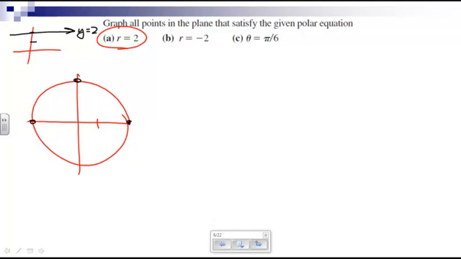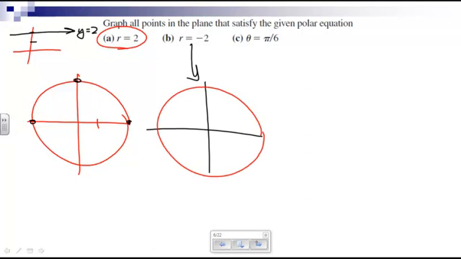Okay, let's take a look at the second one. What is the set of all points? R is equal to -2. It would be the same thing. You're telling me that this point right there satisfies the equation R is equal to -2? Sure, when theta is equal to 0, I rotate 0 and I back up 2. Oh, right there.